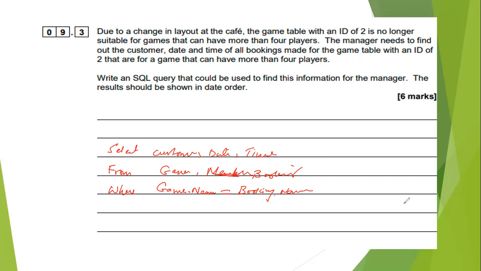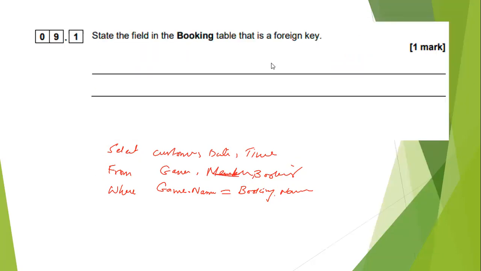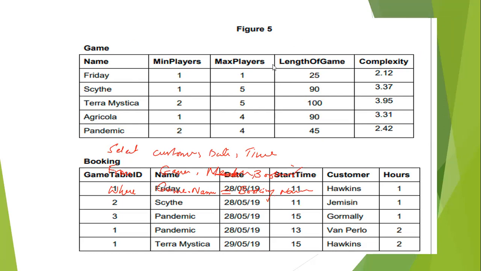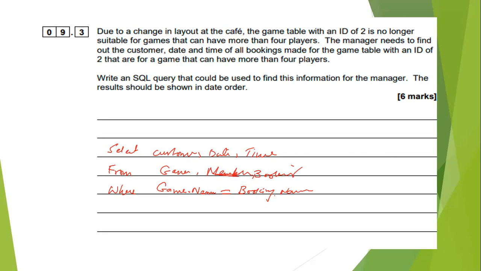Now let me know where is the primary key. Booking or game? Game. Then order by date. ASC. No, there is no date. Okay, semicolon. Anything you are missing? That's it. Now we need to see the final answer.